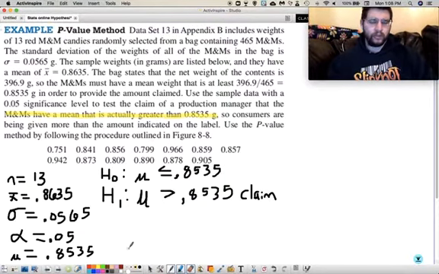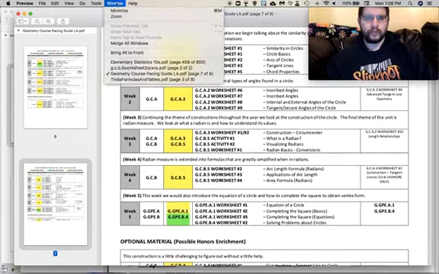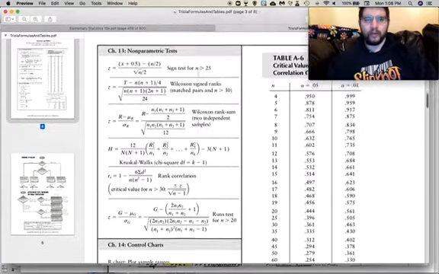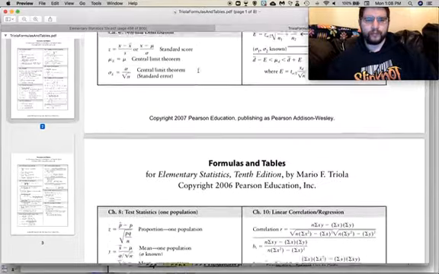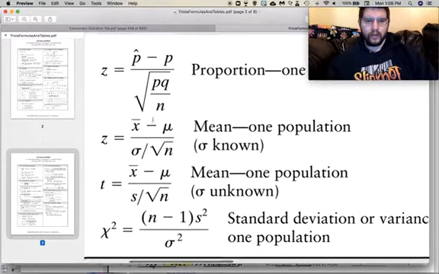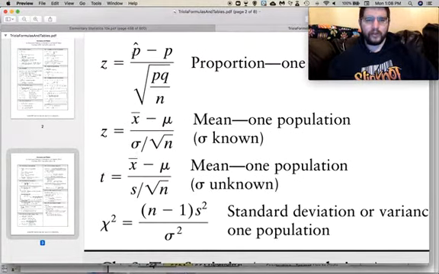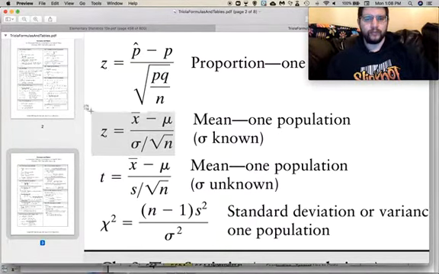0.8535. So if we look on the formula sheet, there we are. If we look on our formula sheet, we're right here. The test statistics are all right here. We're going to be using these three. Today we're using this one. Mean with a population, one population with sigma known. That's what we need to do.